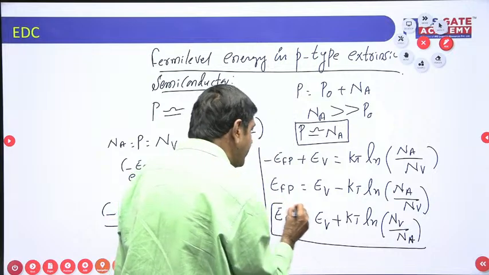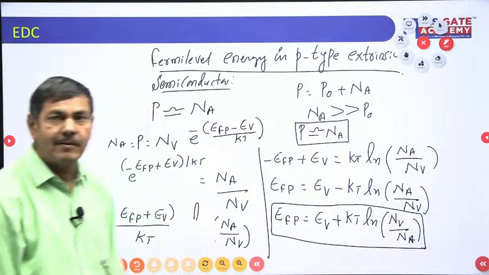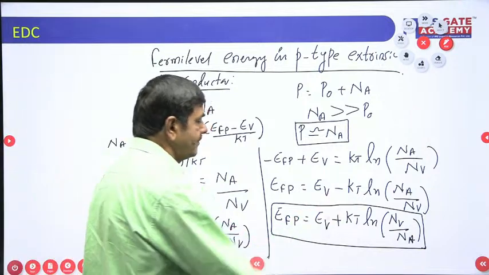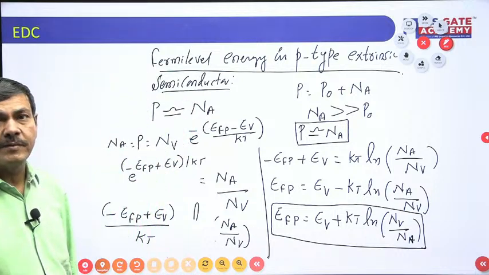You must remember this formula. You must remember this formula only. From the GATE point of view, this formula is required. So, Fermi level in P type also we got it now.